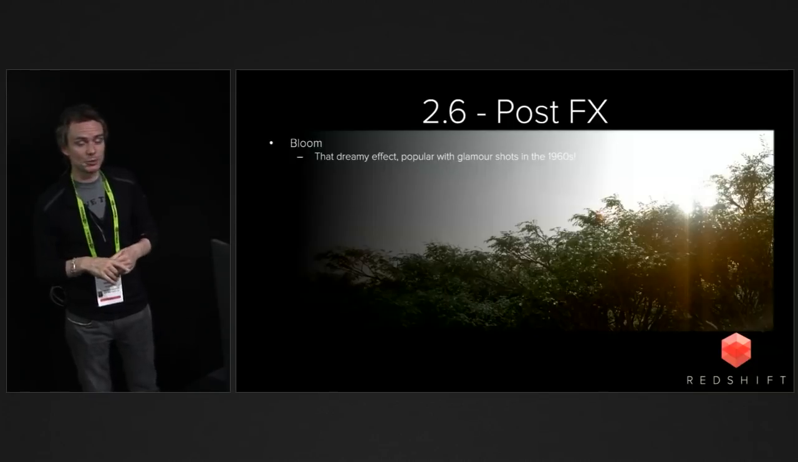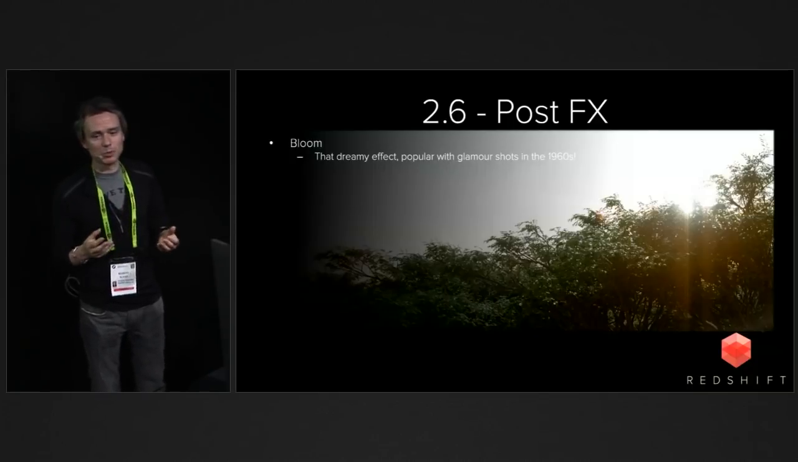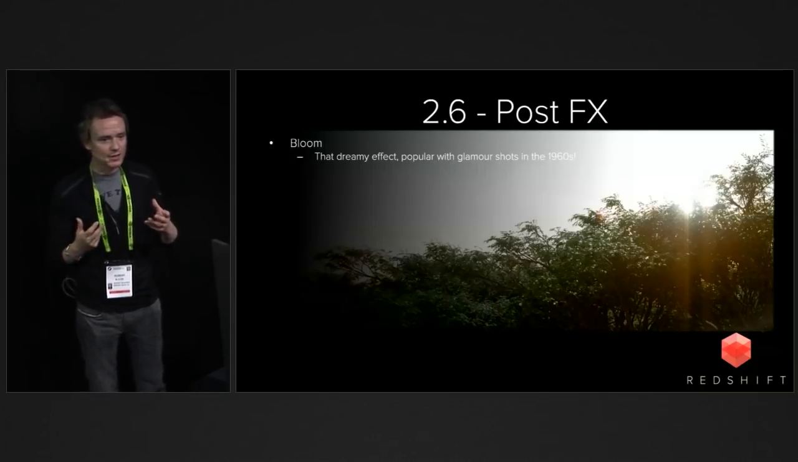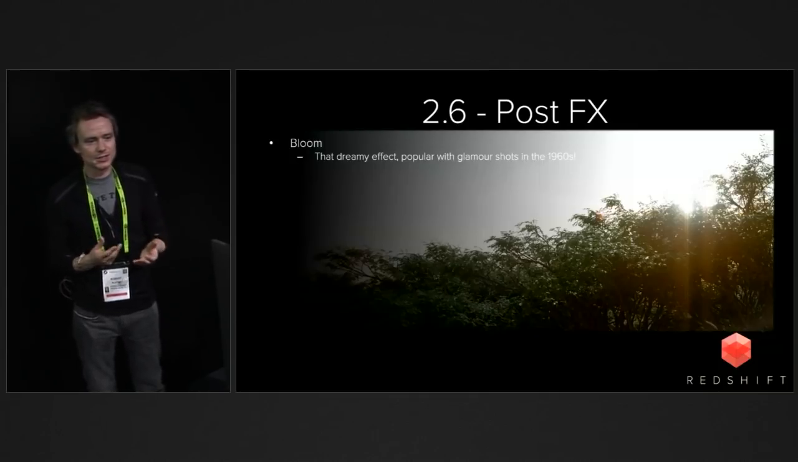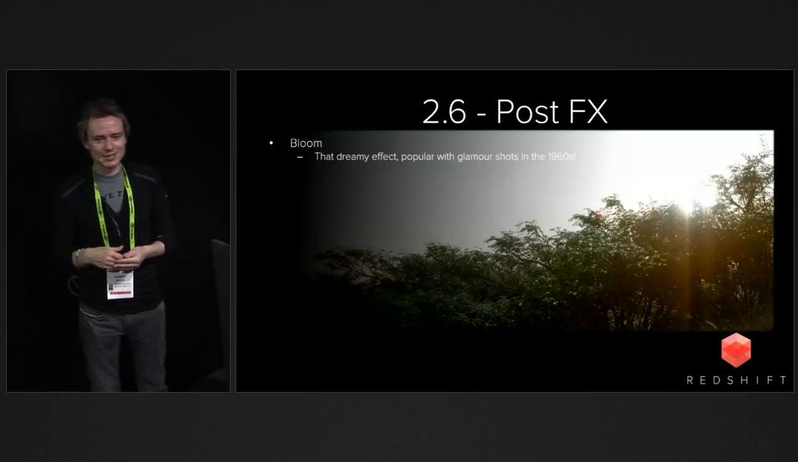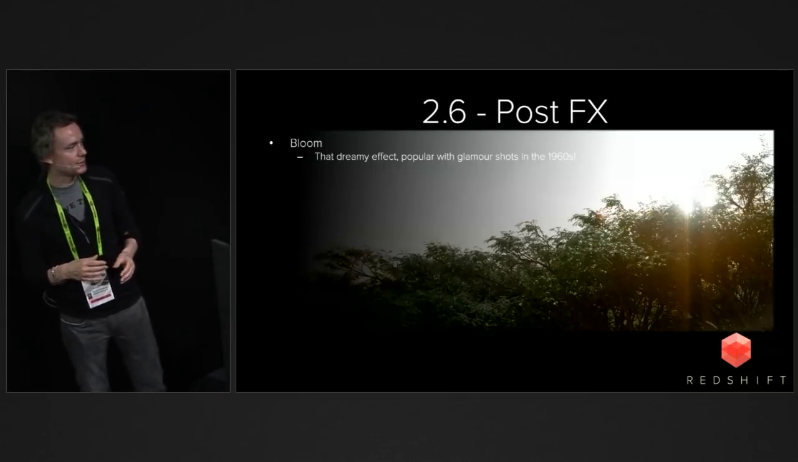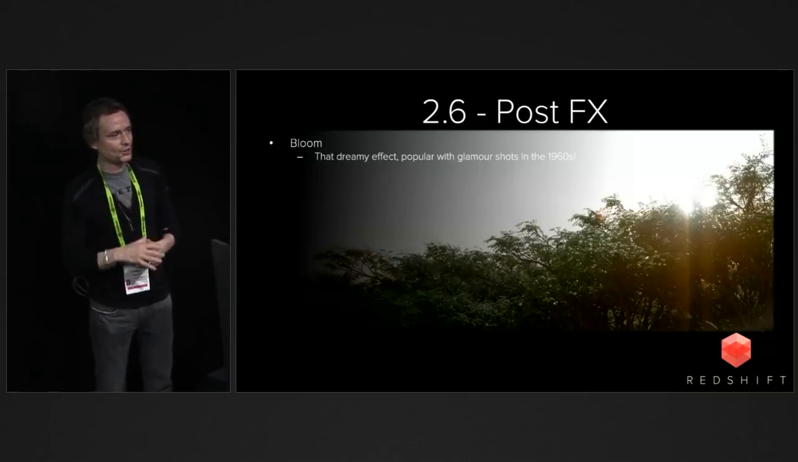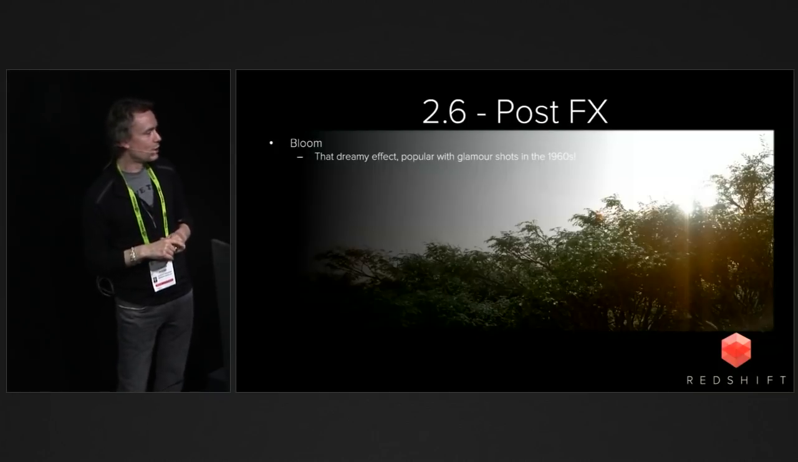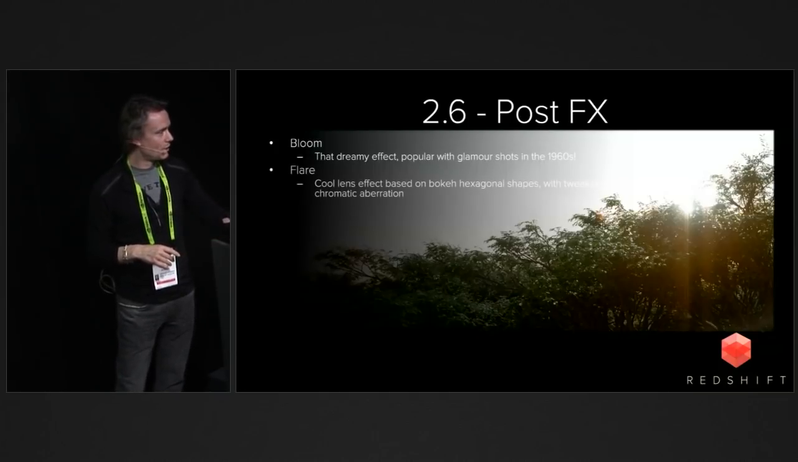So first and foremost, we added bloom. I think everybody knows what bloom is. It's that kind of dreamy effect. It's very popular with 1960s TV shows. I don't know if anyone ever watched Star Trek from the 1960s. So I like to call this the Shatner effect. So you have full Shatner control. It's really glamorous stuff.